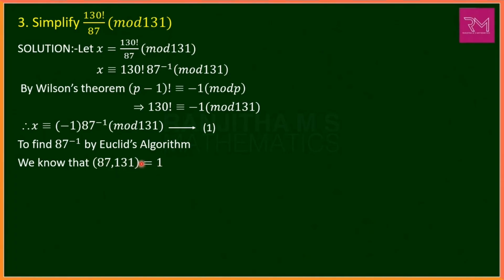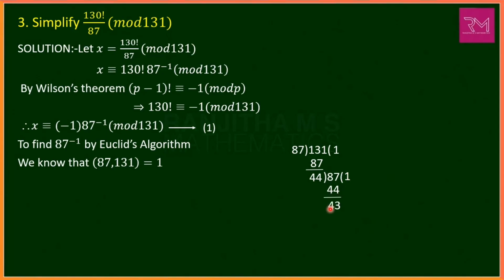Next step, we have to divide the greater value by 87. So we divide 131 by 87. We get 87 into 1 as 87. Next step, 131 minus 87, we get 44. Next we divide the divisor 87 by the remainder 44. Therefore we get 44 into 1 as 44. If we take 2, then 44 into 2 is 88, which is greater than 87. So we take 44 into 1 as 44.